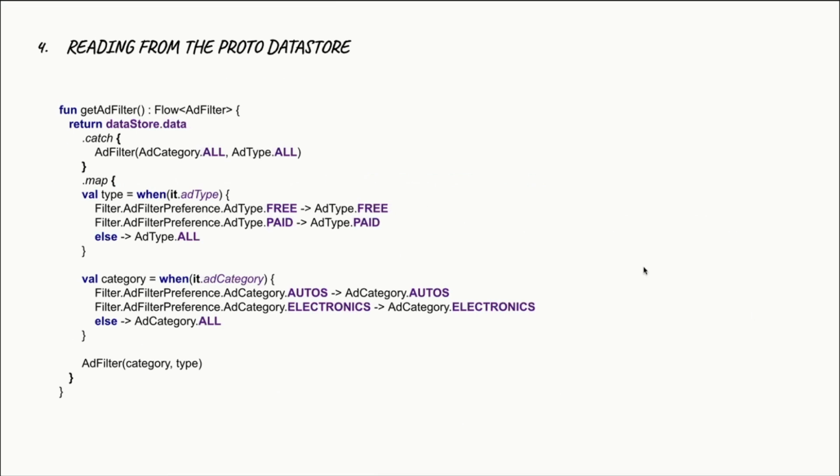Now, how to read from the proto DataStore. Whenever you read, it returns a Flow, as the DataStore supports Flow for returning all the values. This is how you read the data. You iterate on the DataStore data, check if it's an ad type, and finally you have that ad filter category with the type. This ad filter is mapped to your UI model. You are expecting something from the UI model, and you are filling the UI model from the DataStore.